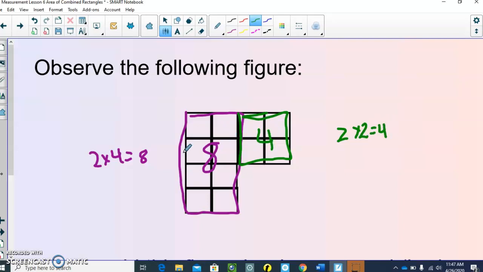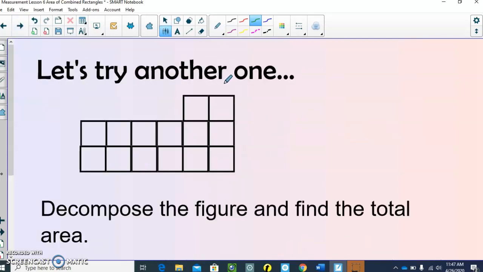And you can actually quickly see, because I do have the grids here, that there are 4 squares here and there are 8 here. And if we do add the 8 plus 4, we do get 12. So that work was correct. All right, so let's try another one.